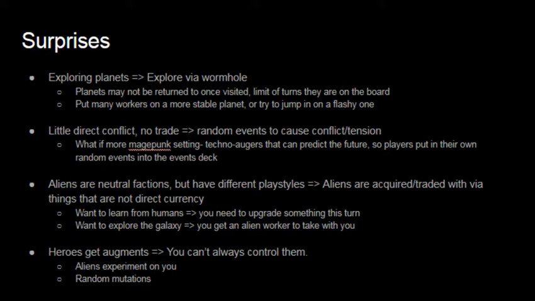So, aliens are neutral factions, but have different play styles. What could that mean mechanically? What if they each used a different resource to get their technology? If they want to learn from humans, you need to show them an upgrade. You need to have upgraded something. If they want to explore the galaxy with you, you have to take an alien with you when you get off the planet. Exploring the idea of trading with aliens, not with money, but with other things, because these aliens are different.